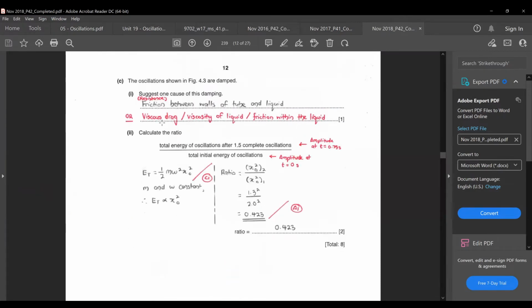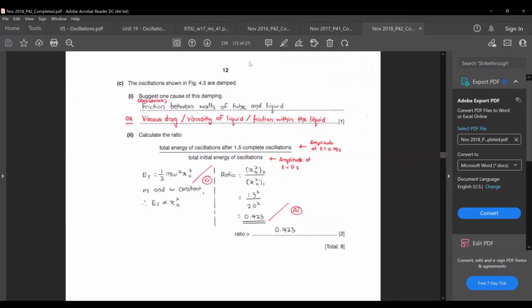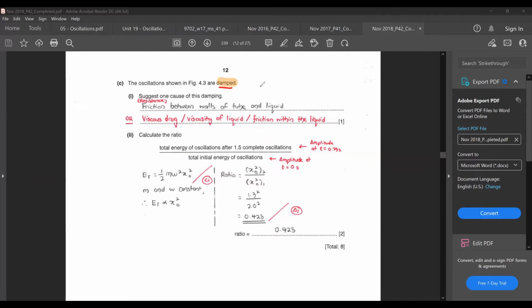Now, the next part tells you the oscillations shown in figure 4.3 are damped, and asks for one cause of this damping. Damping I actually haven't really gone through with you, it's at the beginning part of your chapter. For your case here, I can just mention that when oscillations are damped, the amplitude decreases with time due to energy loss.